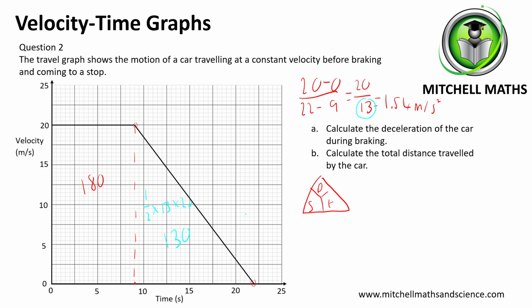And to work out the total distance the car has travelled, we just need to add those two values together. So we'll do 180 plus 130, and that equals 310 metres. So that's the total distance travelled by the car on the graph.